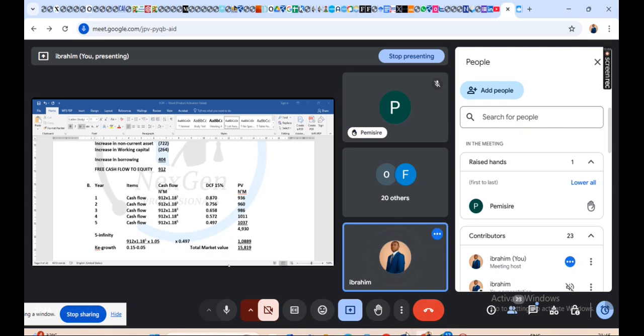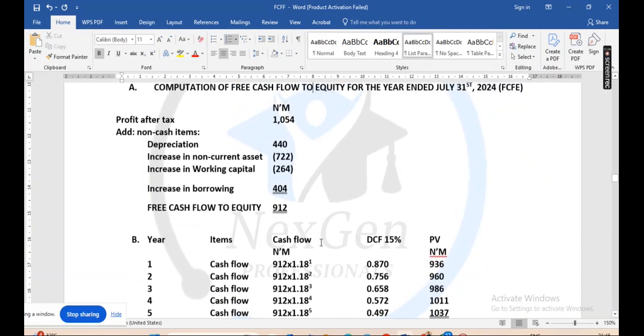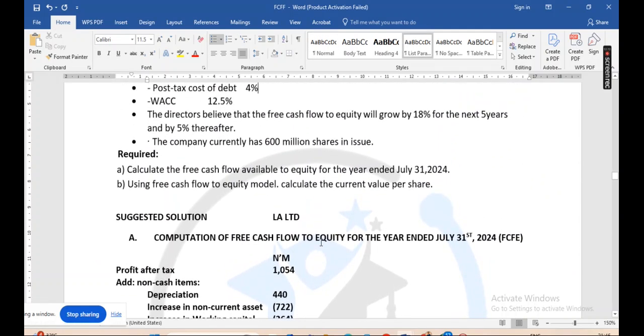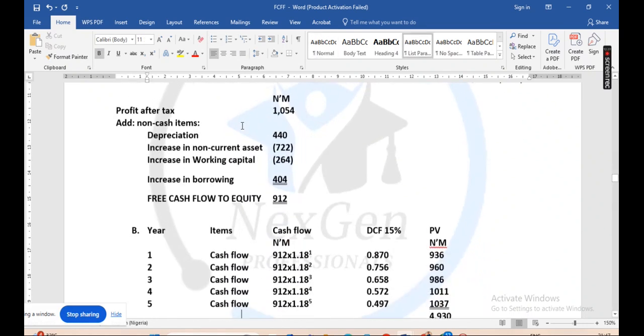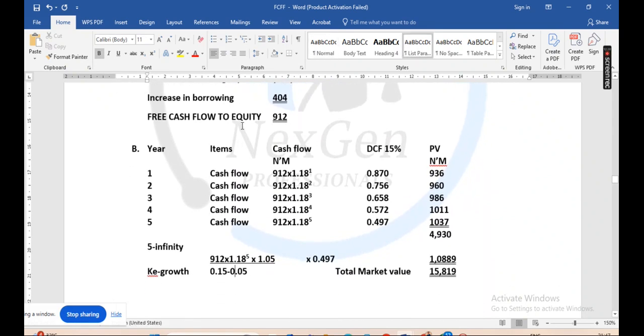Total market value. How do we break this question down? We followed instruction. Now, what is the instruction given to us? The instruction says that the director believes that the free cash flow to equity will grow by 18% for the next 5 years. We grow it for the next 5 years, we discount it, we get the present value. Then the next one is 5% thereafter. That thereafter, you don't know the number of years. That is why we call it 5 to infinity from the last year.